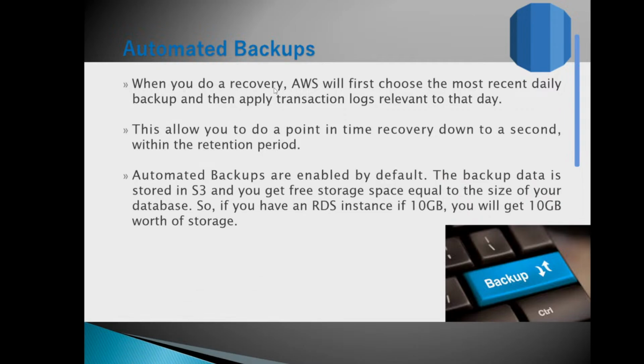So when you do a recovery, AWS will first choose the most recent daily backup and then apply transaction logs relevant to that day. This allows you to do a point in time recovery down to a second within the retention period. Automated backups are enabled by default. The backup data is stored in S3 and you get free storage space equivalent to the size of your database.